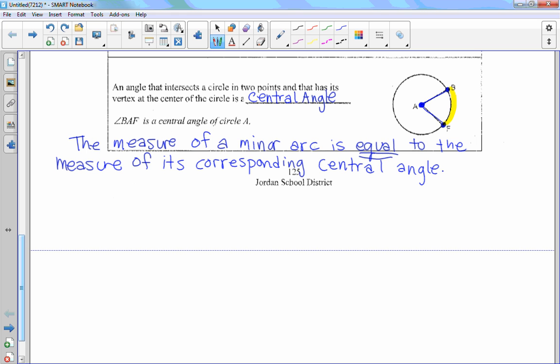Okay, so if I told you that the measurement of angle A was 40 degrees, what would the measurement of this yellow arc from B to F be? 40. Yep, they're equal. That's pretty easy, right? Okay. Flip it over.